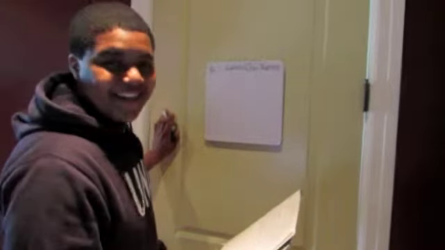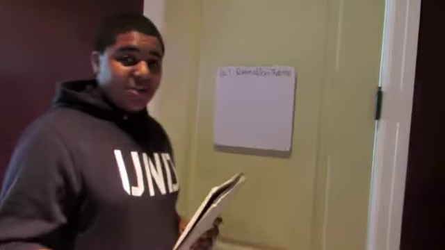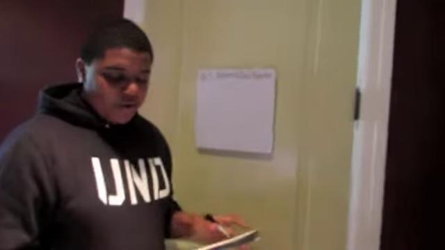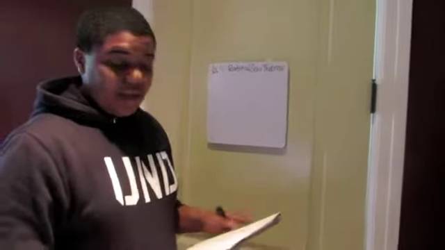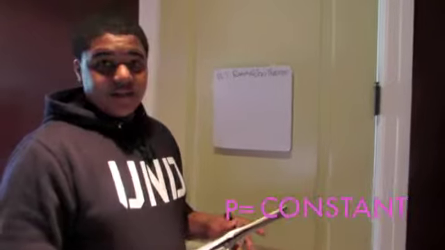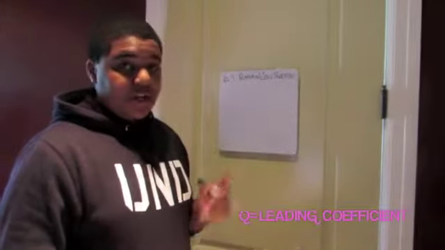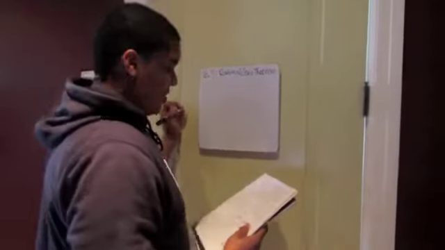My name is CJ, and today we're going to learn the rational zero theorem. Before we get started, a couple of important key terms that we're going to need to know are P and Q. P stands for the constant, and Q stands for the leading coefficient. Remember those two things. Okay, let's get started.